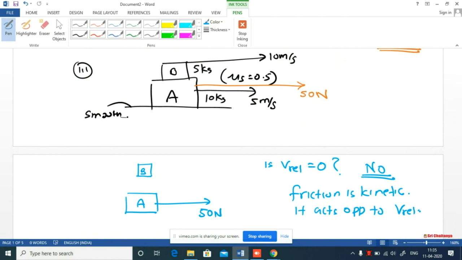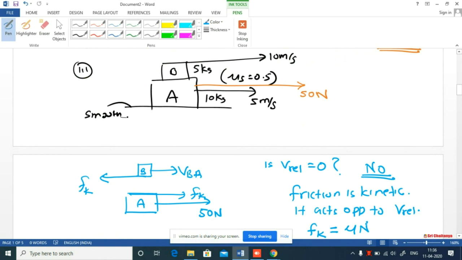You can see in this case that velocity of B with respect to A is in forward direction, right? And that is obviously 5 meter per second. So obviously friction on B will act backward, kinetic friction, and friction on A will act forward. And this kinetic friction is a constant force. It's simply equal to mu into N, right?